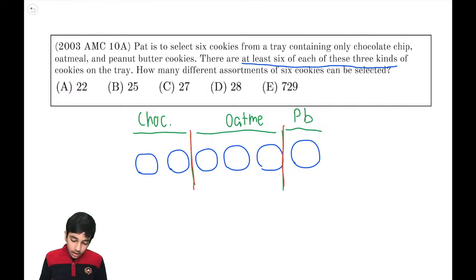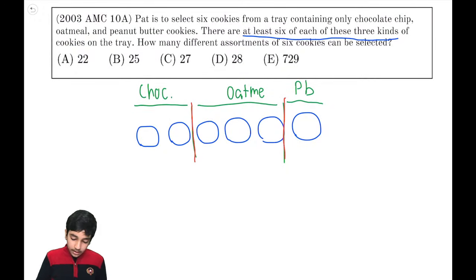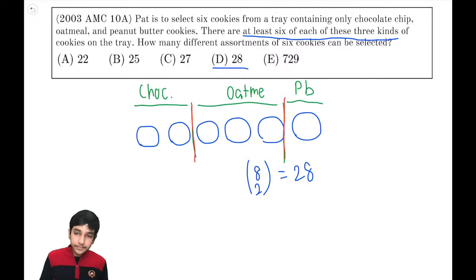So therefore, the number of ways of placing 2 bars and 6 cookies is the same as dividing the 6 cookies into 3 different types of cookies. So it's just going to be equal to 2 bars, 6 cookies, so 8 choose 2 equals 28. So this is the answer.